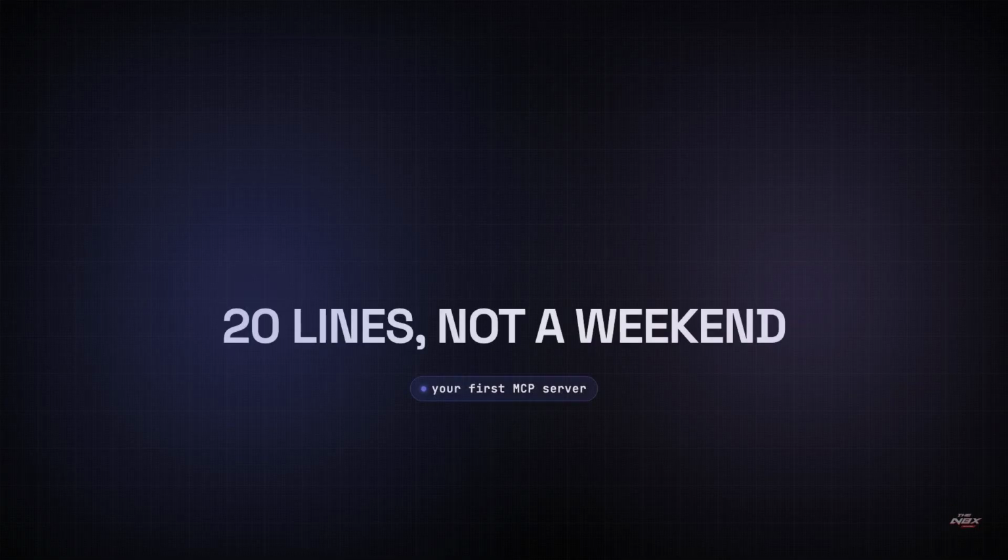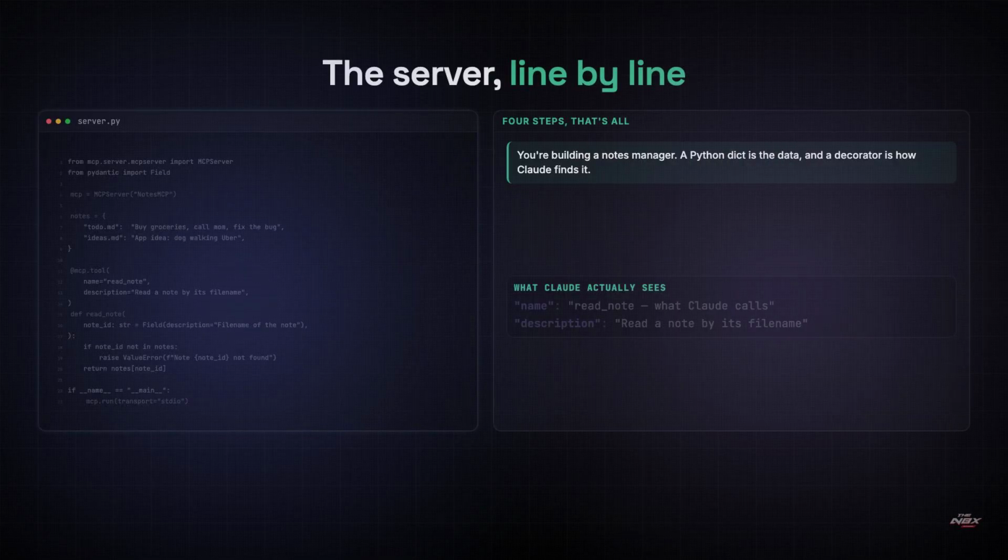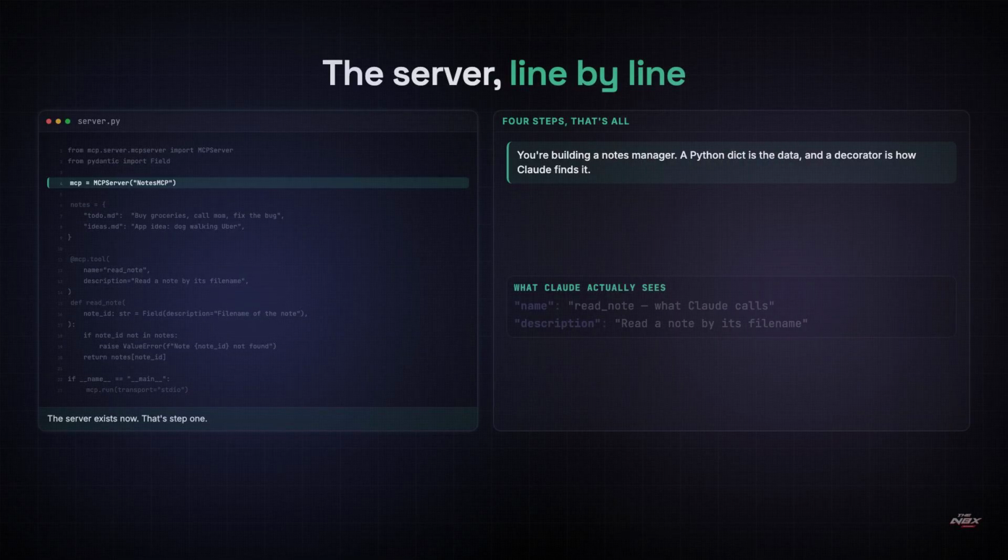Building an MCP server sounds like a weekend project. It's about 20 lines. In the next few minutes, you'll build a working server that Claude can genuinely call, and you'll understand every line, including the one everybody asks about. Four steps, and step 1 is boilerplate you copy once and forget.